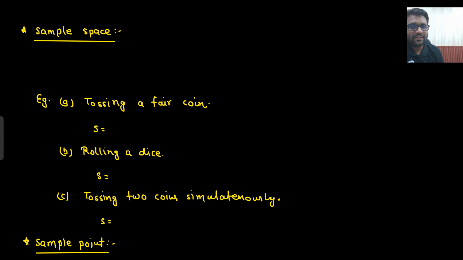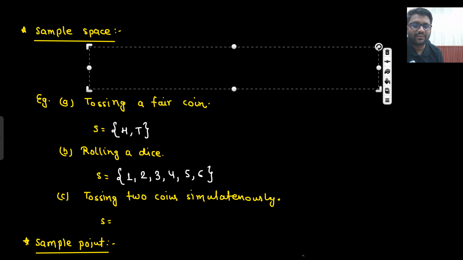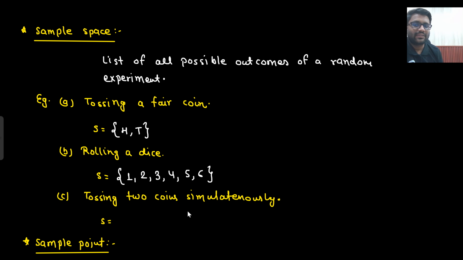Now what do you mean by sample space? Sample space means the set of all possible outcomes. When you toss a fair coin, what can you get? Either head or tail. So it is the set of all possible outcomes, head and tail. When you roll a dice, what can you get? 1, 2, 3, 4, 5, 6. So the definition of sample space is the list of all possible outcomes of a random experiment. You did this random experiment; what is the list of all possible outcomes? So 1, 2, 3, 4, 5, 6.